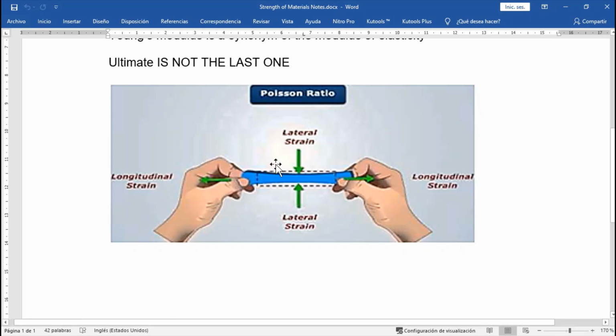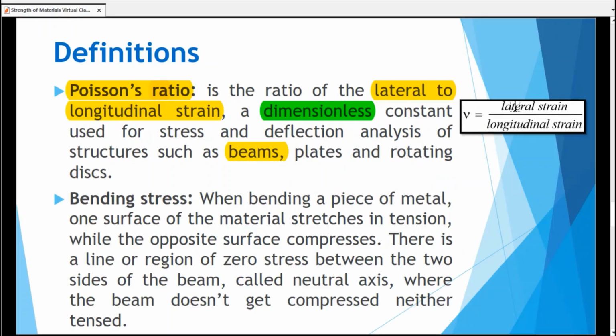So let's go back to the relationship here. As you can see, if we have a longitudinal strain greater than a lateral strain, we have a small Poisson's ratio. So Poisson is going to give us an idea of how the deformation works in a specific material. The deformation might be stronger in the lateral side, or it might be stronger in the longitudinal side. This is the logic of this concept, okay?